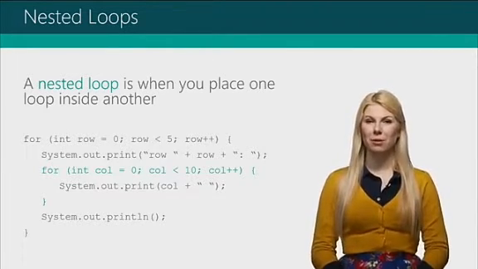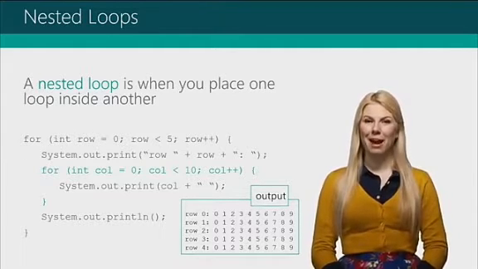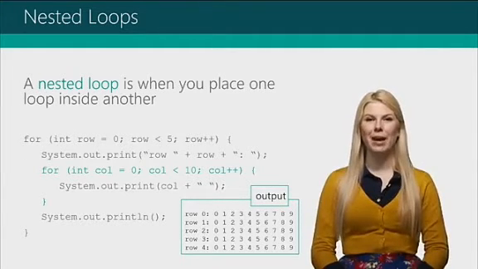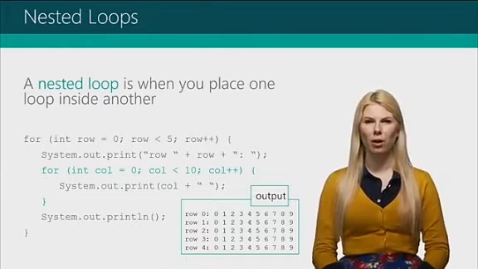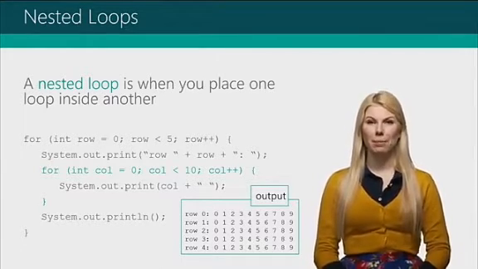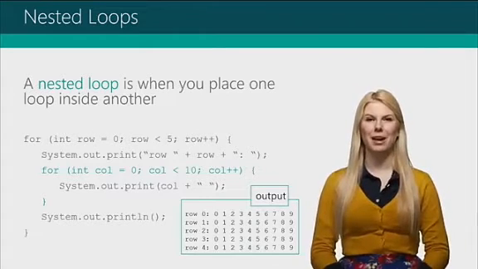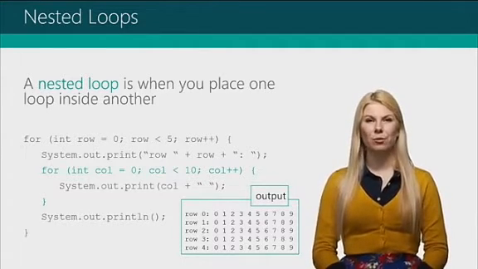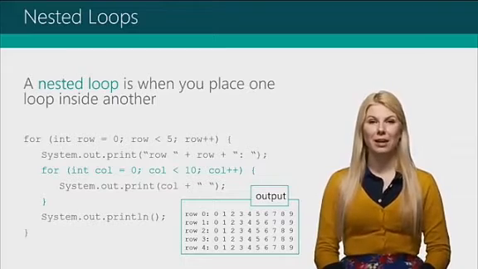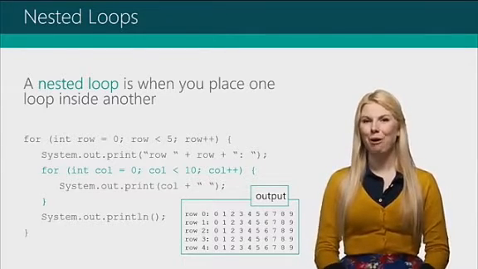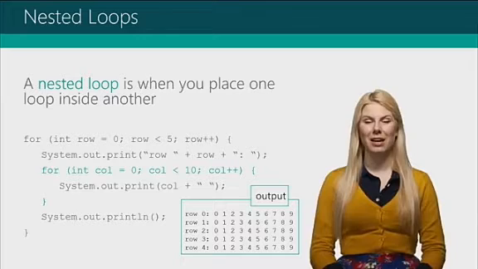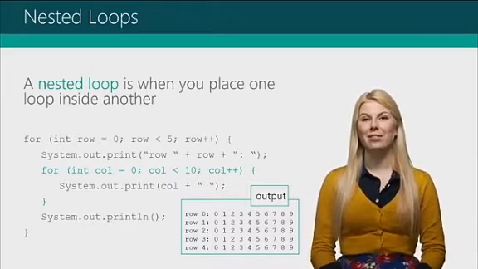So if I run this code, here's my output. You can see I have my outer loop running from 0 up until 4, and that's my row number colon part being printed out. And then the inner for loop is repeating from 0 to 9. So within each row, I get the numbers 0 to 9, and I get that 5 times.